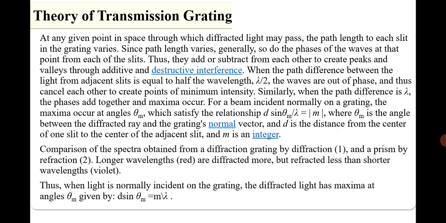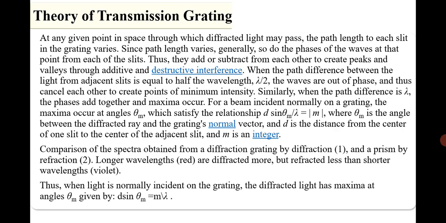Theory of transmission grating. At any given point in space through which diffracted light may pass, the path length to each slit in the grating varies. Since the path length varies, so does the phase of the waves at that point from each of the slits. Thus, they add or subtract from each other to create peaks and valleys through constructive and destructive interference.